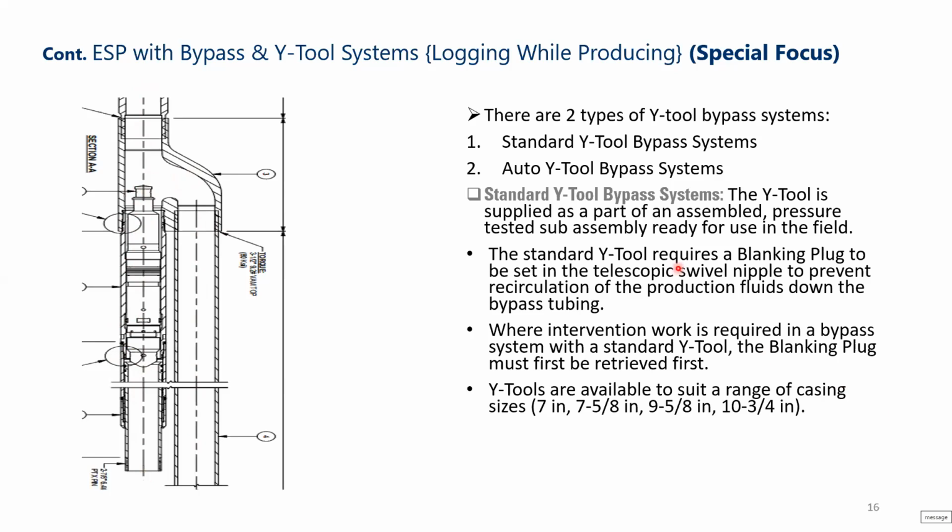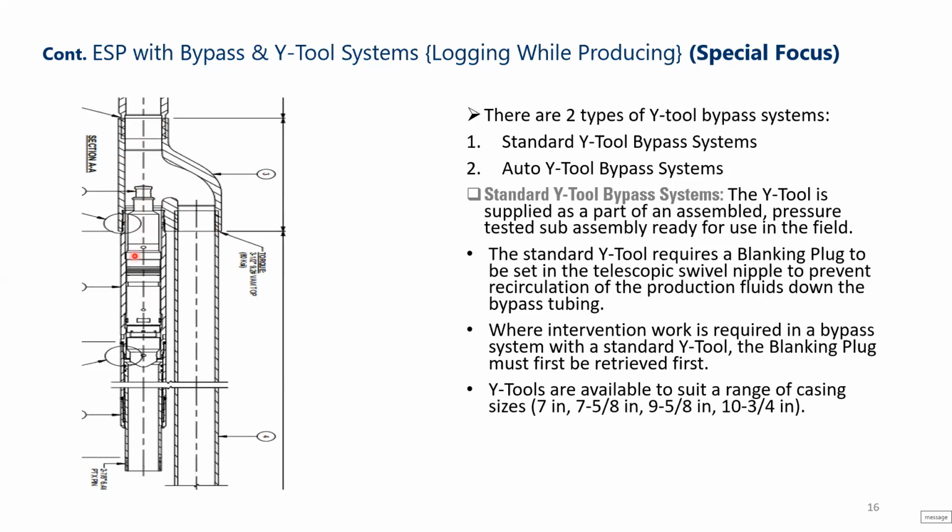So in the standard type of Y tool, it has to be run with a plug. Once you assemble the ESP with the bypass system, you run it all the way to the setting depth. You land it. So wireline or coil tubing or slickline will come. They will run this plug before you start the ESP. They will set this plug here. They will do a pressure test.